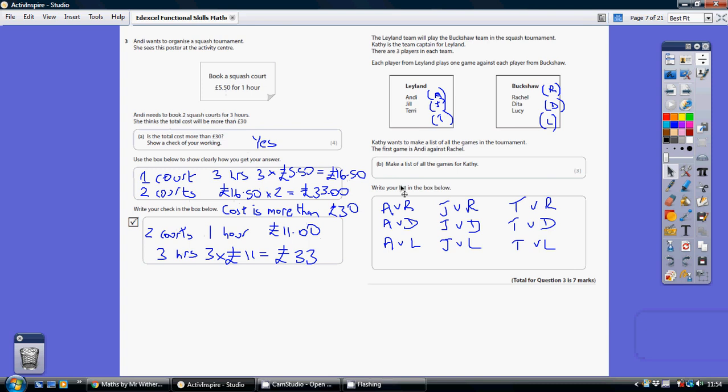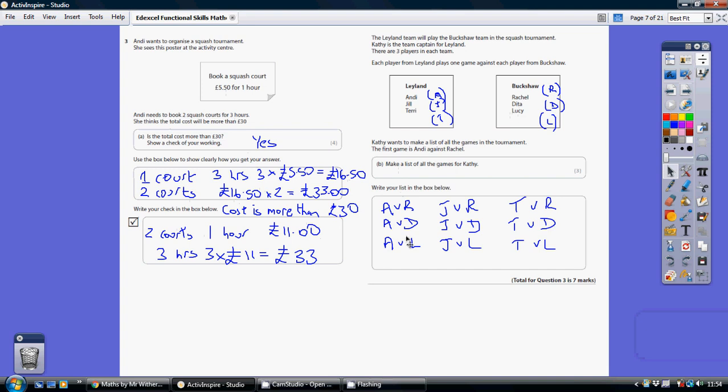Now for part B, we've just got to write down all the various combinations of the Leyland team playing the Buckshaw team. So there's Andy against Rachel, Andy against Dieter, Andy against Lucy, Jill against Rachel, Jill against Dieter, Jill against Lucy, and Terry against Rachel, Terry against Dieter, Terry against Lucy.